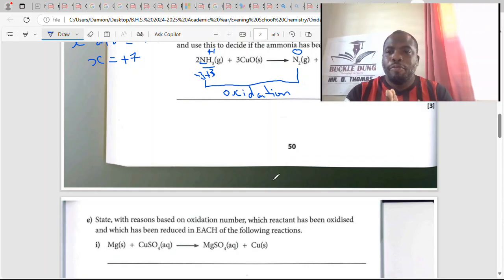So I hope it was beneficial. We did a review. We looked back at how we deal with oxidation and reduction. We started to answer some of the worksheet questions.